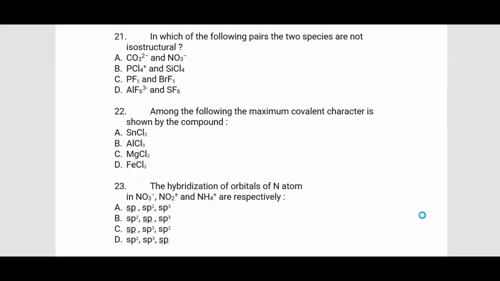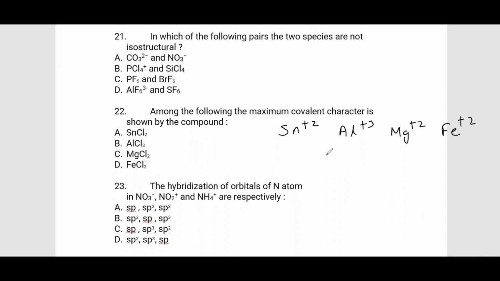Next question. Among the following, the maximum covalent character is shown by the compound. So we need to check which of the following is having the maximum covalent character. The options that we have are SnCl2, AlCl3, MgCl2 and FeCl2. We know that Sn is in +2 state here, aluminium is in +3 state in this compound, magnesium is in +2 state, and iron is in +2 state.